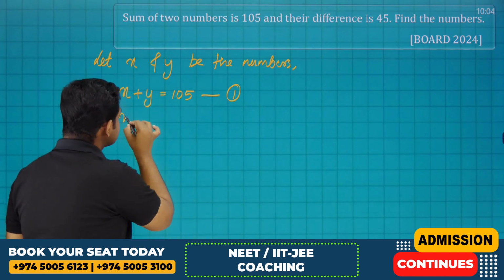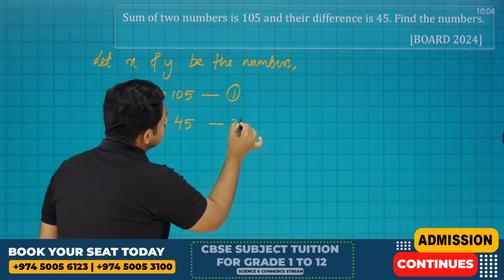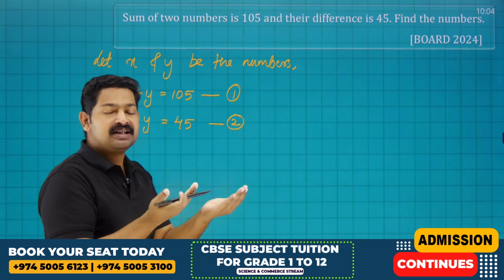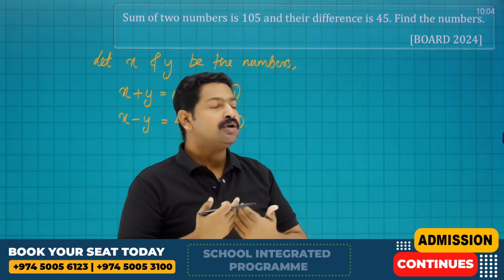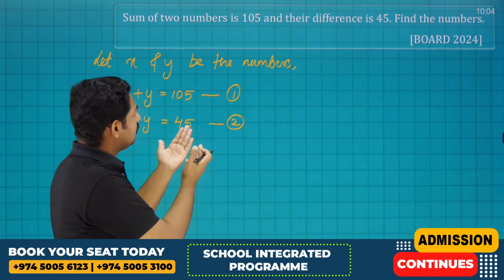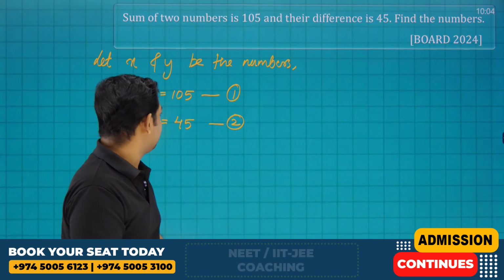So difference means x minus y is equal to 45. We got equation number 2. So now easily we got the two linear equations, right? So now what we need to do? We need to solve it. You can use any method, either elimination method or substitution method, any method you can use.